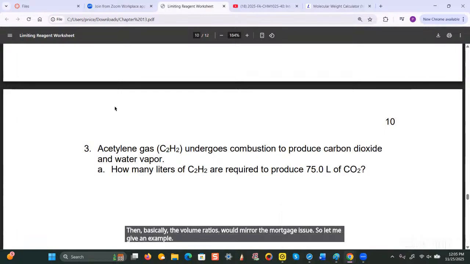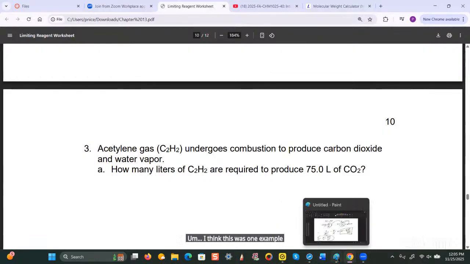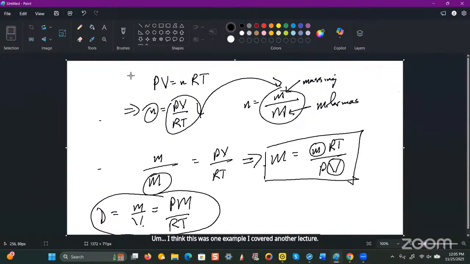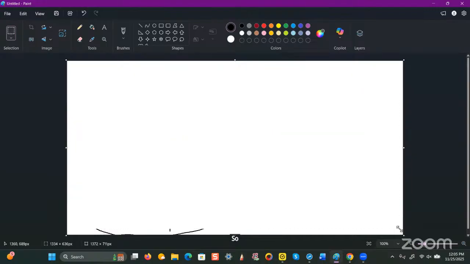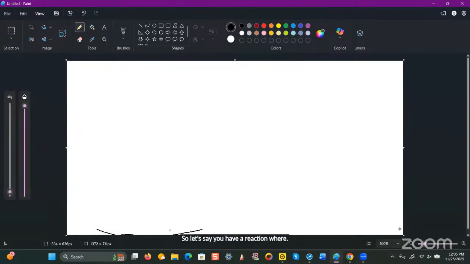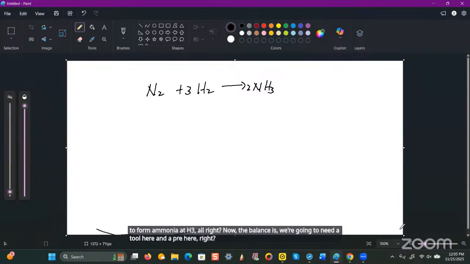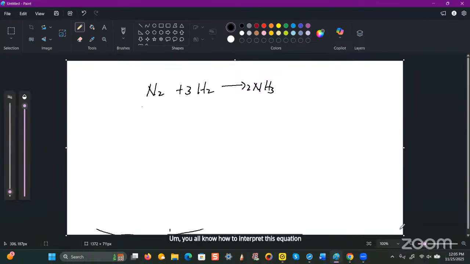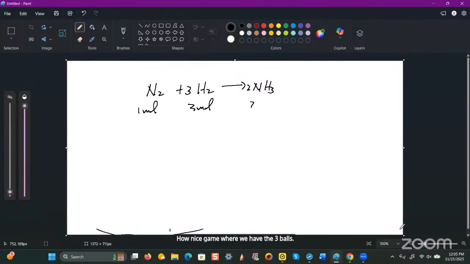Let's say you're given, I think this was one example I covered in the lecture. So let's say you have a reaction where nitrogen reacts with hydrogen to form ammonia, NH3, all right? Now to balance this, we're going to need a 2 here and a 3 here, right? And we all know how to interpret this equation. One way of interpreting this is that 1 mole of nitrogen will react with 3 moles of hydrogen to give you 2 moles of ammonia, right?